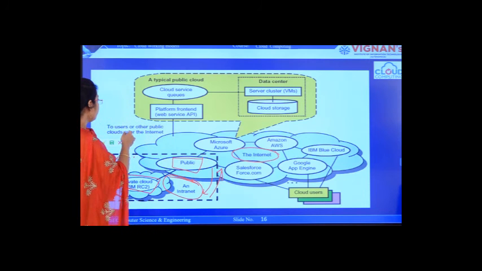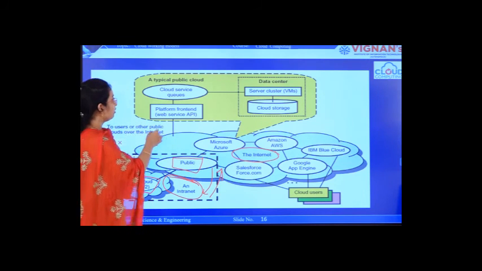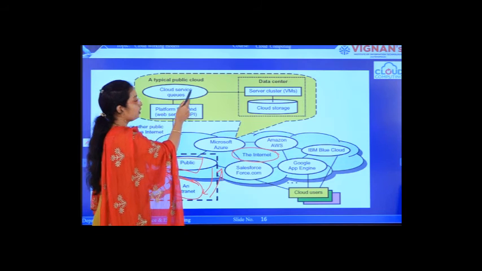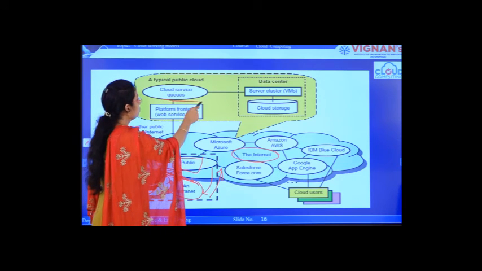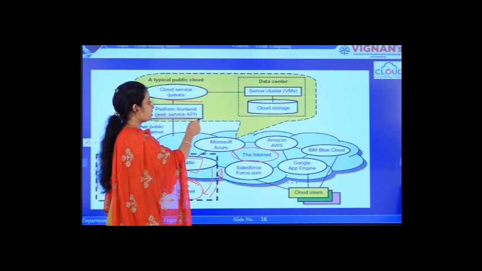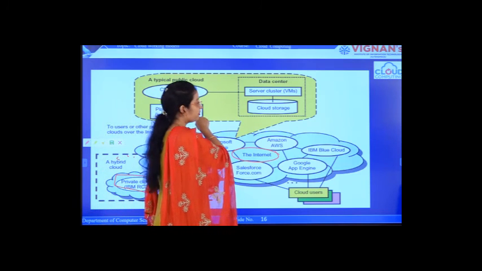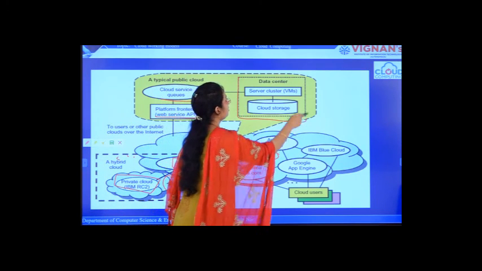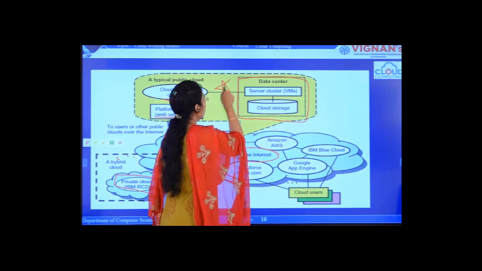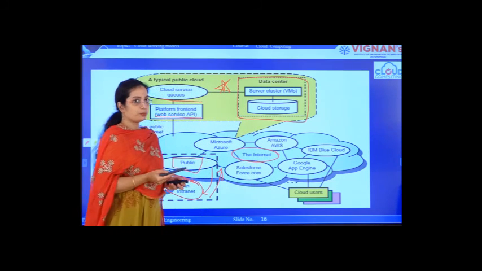On top of it, to use the public cloud over the internet, we can see the typical public cloud which has the service queues, the platform web services like application program interfaces, and the data centers, which play a vital role in maintaining the data repository.